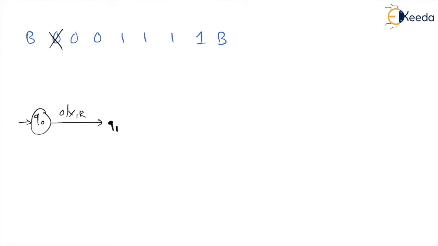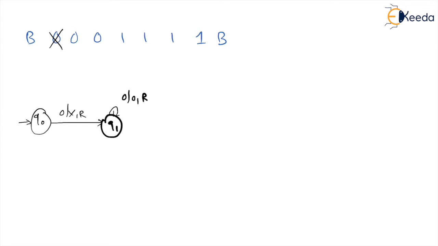So I have an input like B 0 0 0 1 1 1 1 followed by blank. So friends, we are in state Q0. I get a 0, I'm going to make it as x and move to the right. So the moment I get a 0, make it as x, move to the right to state q1. In q1, for all the zeros, keep it as 0 and move to the right.